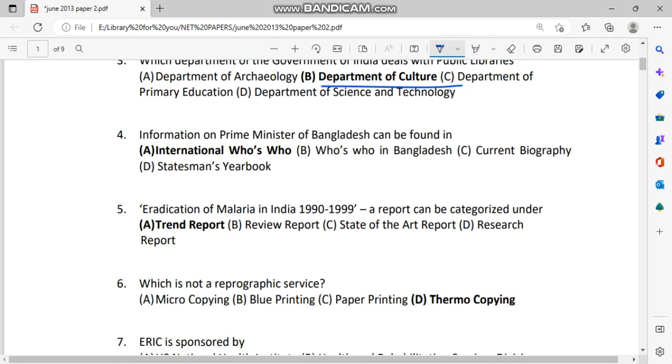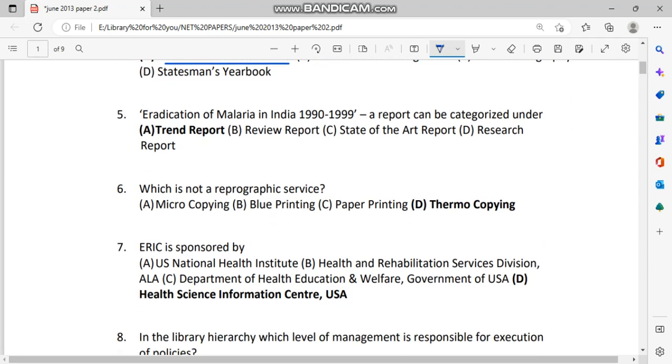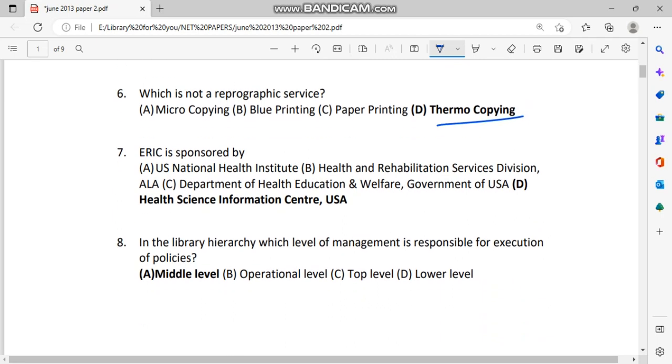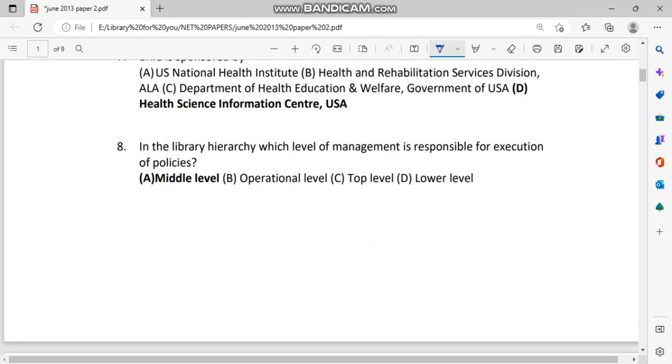Information on Prime Minister of Bangladesh can be found in International Who's Who. Education of malaria in India 1990 to 1999. A report can be categorized under the trend report. Which is not a reprographic service? That is thermocopying. ERIC is sponsored by the Health Science Information Center of the USA.